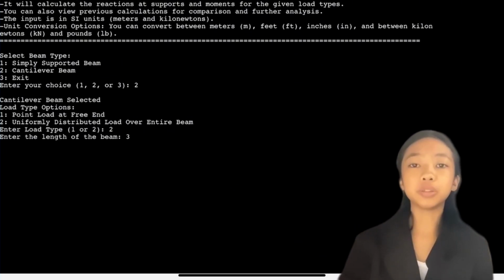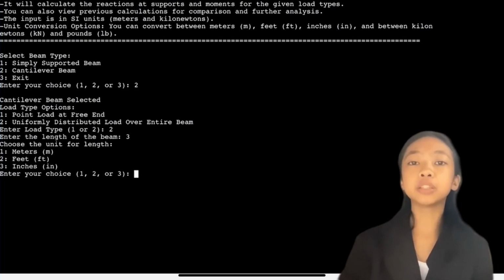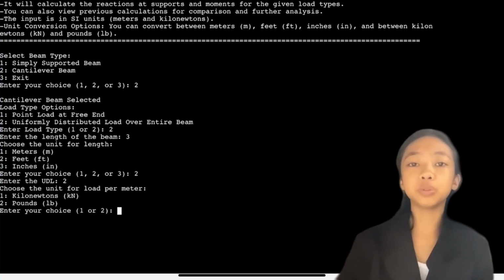With these values, the program calculates the total load: total load is equal to load per meter times length. Moment at the fixed end uses the formula for a cantilever beam with a full length UDL: moment is equal to total load times length over 2. After the computation, it prints total load in kilonewton, reaction at fixed end, moment at fixed end in kilonewton times meter.